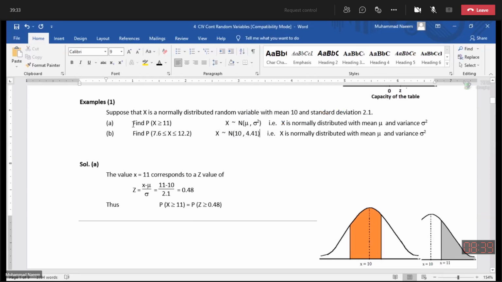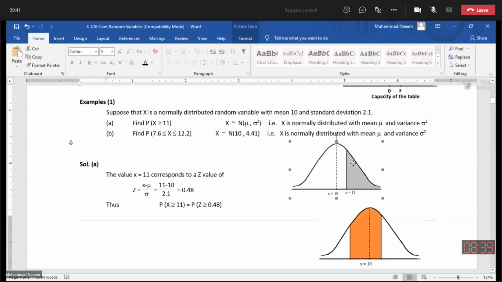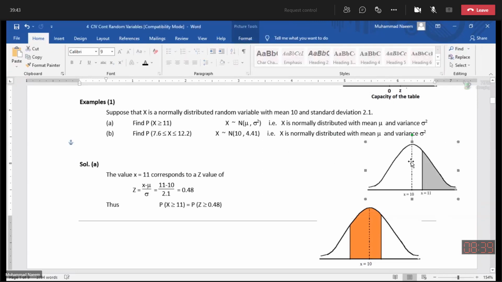Okay, but we need to find out the probability in the first part.